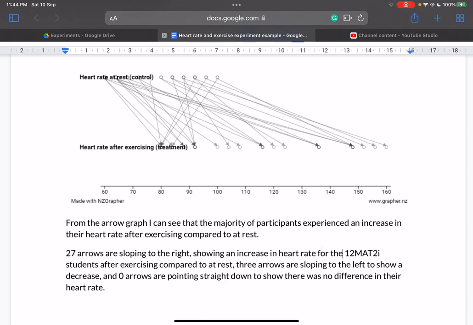It's important to include the participants in here, because you are talking about this in context. So the context is that these were 12 MAC2I students doing this experiment, looking at heart rate for exercising compared to at rest. And we have numerical and visual evidence in here. It's arrows sloping to the right, that's your visual evidence, and the 27 is your numerical evidence. So those are just giving a really good argument for what you're saying in this analysis.